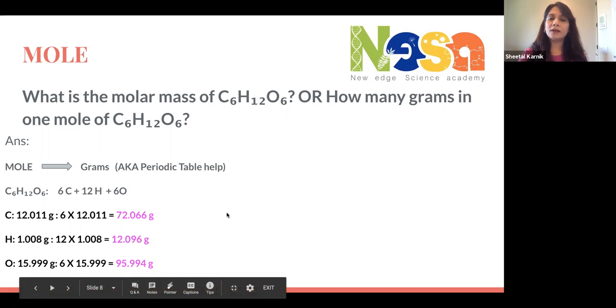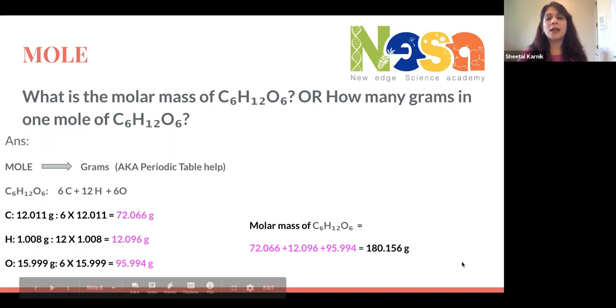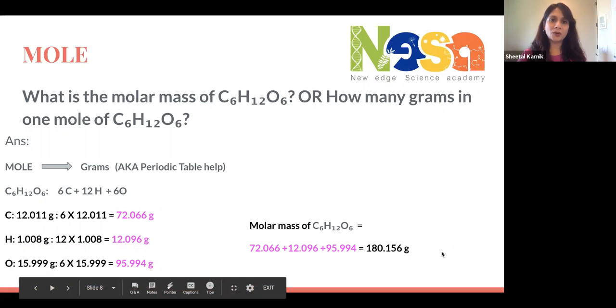And then all we have to do is add it all up. And we know the molar mass of C6H12O6 is 180.156 grams.